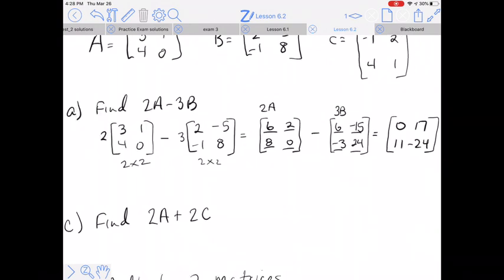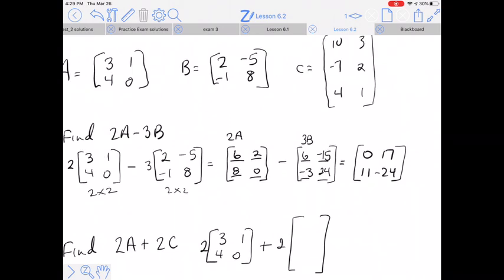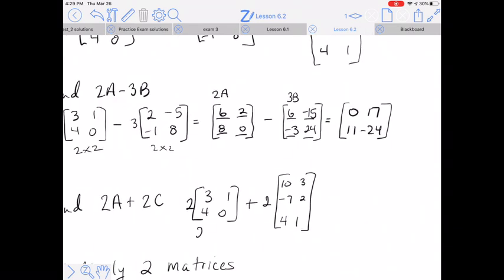Part B, 2 times A plus 2 times C. This one's not possible because this is a 2 by 2 and this one here is a 3 by 2. Since the dimensions don't match, I'm not going to be able to add A plus C or 2A plus 2C. So you would, for this one, say not possible.